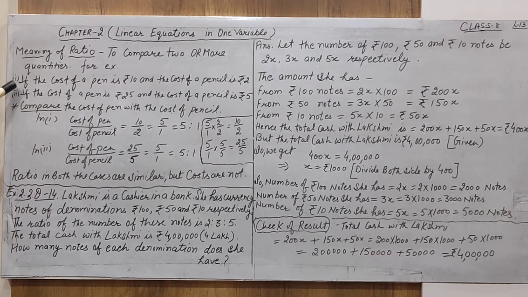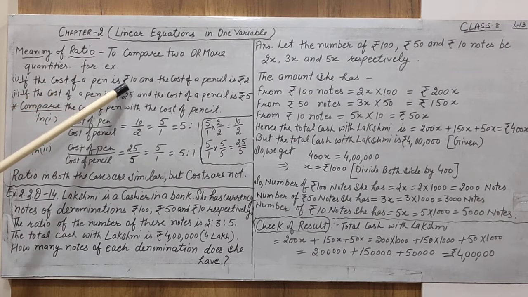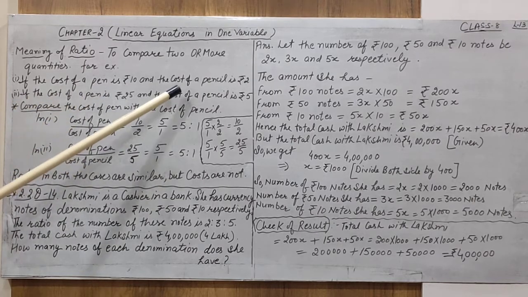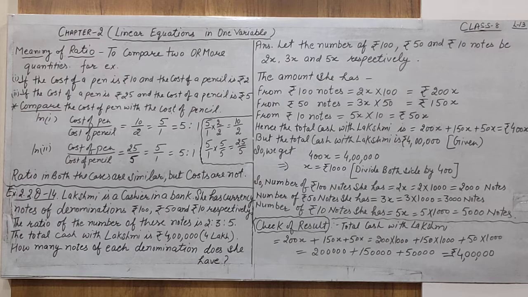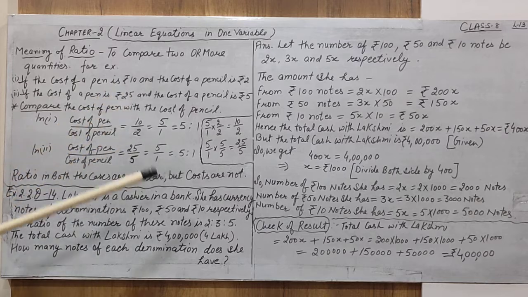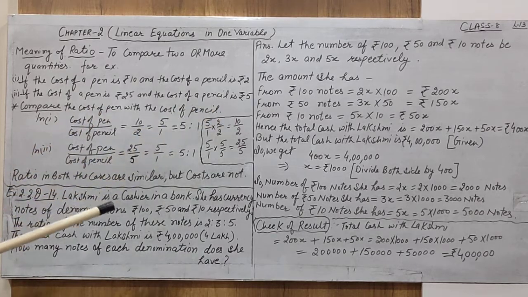First case of the example: if the cost of a pen is 10 rupees, and the cost of a pencil is 2 rupees. There is a cost of pen given, that is 10 rupees in the first case, and the cost of pencil is 2 rupees. Now let us understand the second case also. The cost of pen is 25 and the cost of pencil is 5 rupees. In the first case, the cost of pen is 10 and the cost of pencil is 2. But in the second case, the cost of pen is 25 and the cost of pencil is 5.